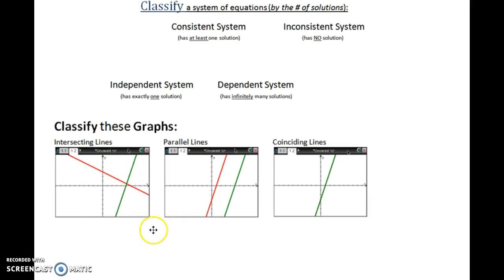So I want to talk about classifying systems. There's two types of consistent: either independent or dependent. First, you can classify by the number of solutions. If you have at least one solution, it's consistent. It's inconsistent if your system has no solution. If you had two parallel lines, you would have no solution. Then there's two types of consistent systems. There's an independent, which has one solution, and then there's a dependent that has an infinite number of solutions.